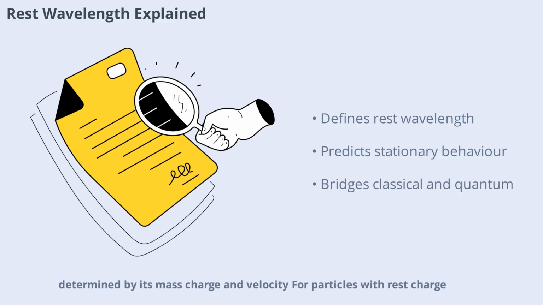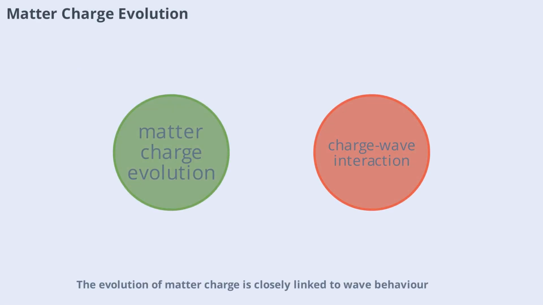For particles with rest charge, the rest wavelength is given by specific formulas, allowing physicists to predict their behavior even when stationary. This concept bridges the gap between classical and quantum descriptions of matter. Evolution of matter charge is closely linked to wave behavior.